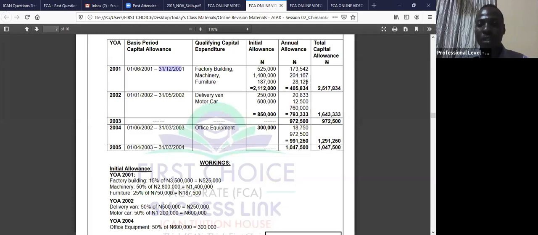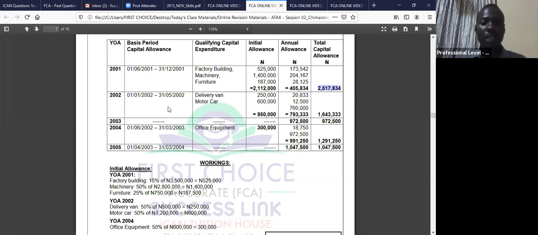So we've done the whole thing. You add them up, you get this. So that's your annual allowance. So this is your initial allowance. This is your annual allowance. And when you add the two together, you have your total capital allowance here. That's clear. Fine. Okay.